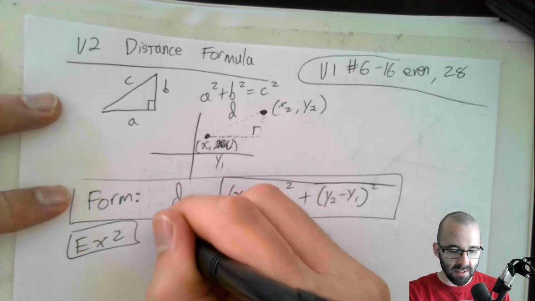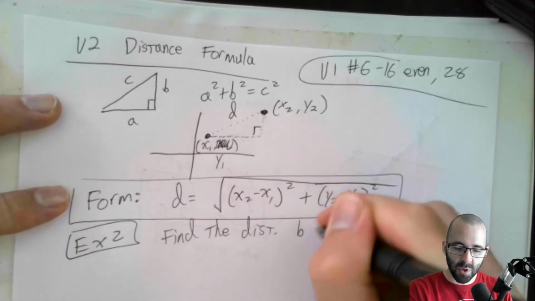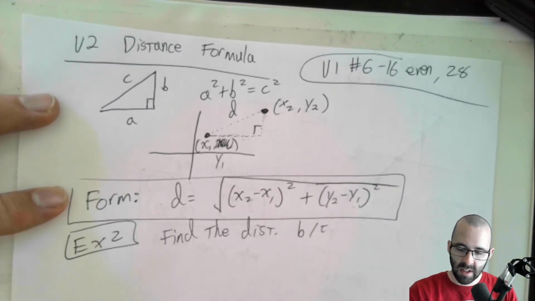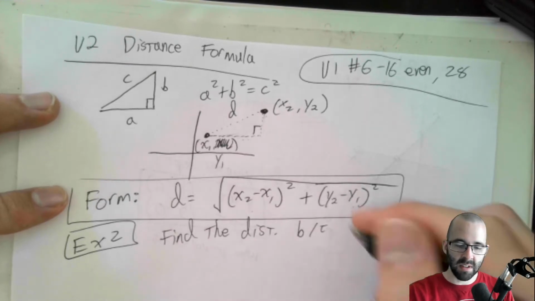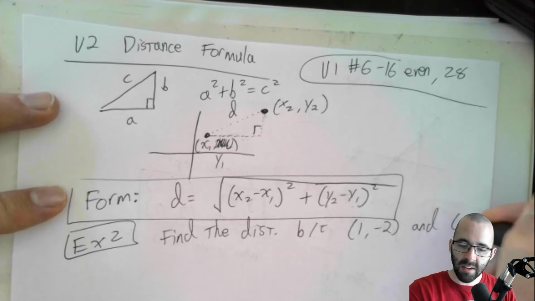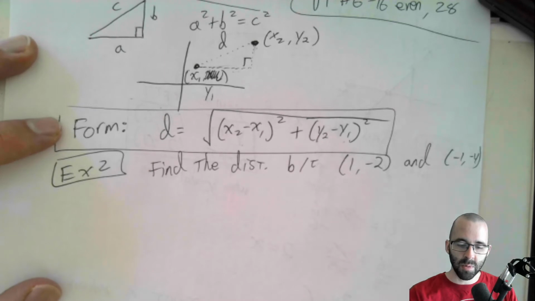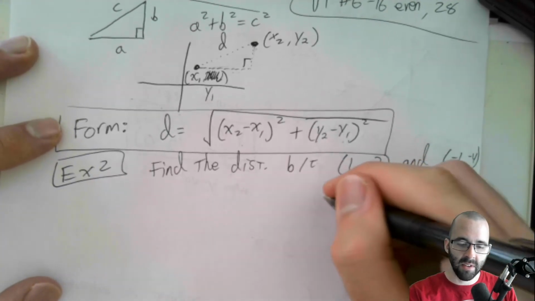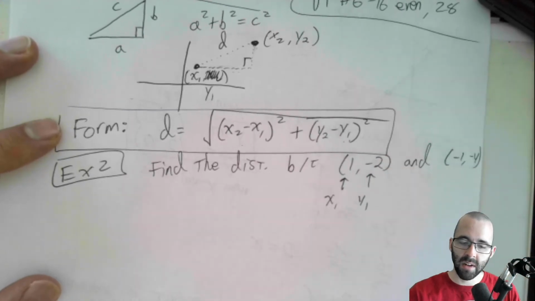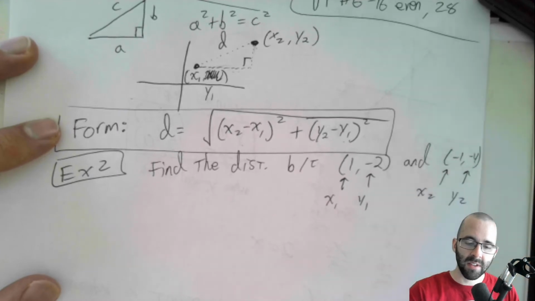So find the distance between, and again, I really love shorthand. This is my shorthand for between. Find the distance between the points (1, -2) and (-1, -4). So a lot of times what really helps is if you label what everything's going to be. This is our first x, so x1. This is our first y, that's y1. Second x, x2. Second y, y2.